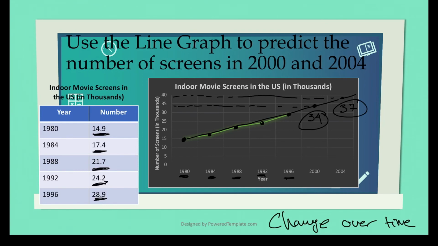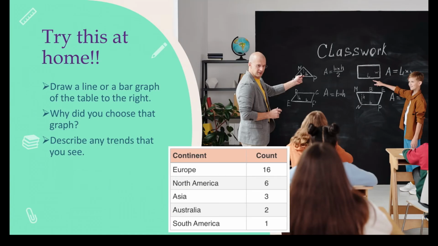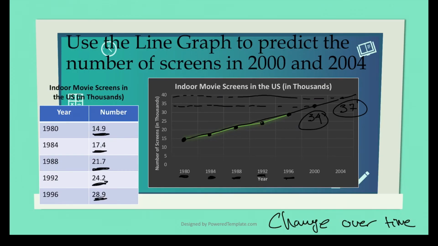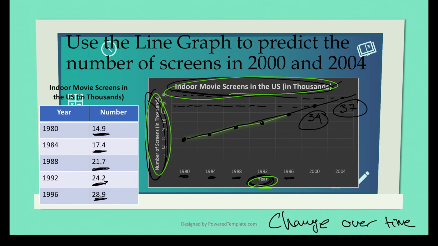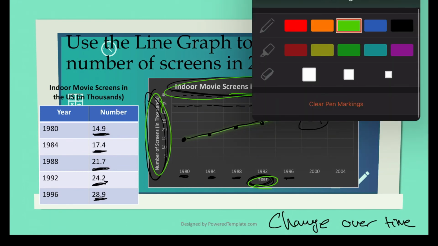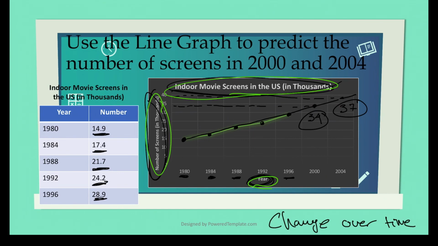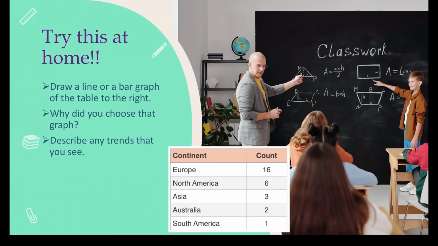All right, so you can see that you can estimate the next pattern in line graphs, which makes it really useful. Now, one more thing to remember is that you need to label the bottom axis, the side axis, and the title, okay? You must always label these three things, because if you don't, we don't know anything about your graph, and then we can't read it effectively. If we can't read it effectively, then it's kind of a pointless graph. So go ahead and try this at home.